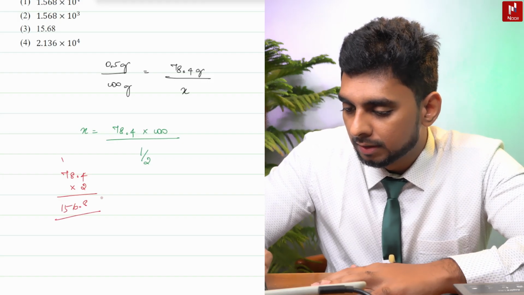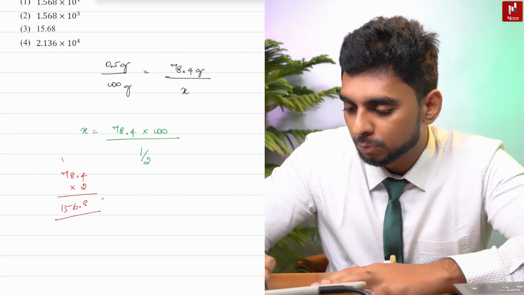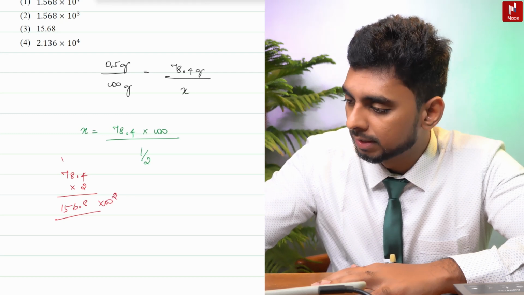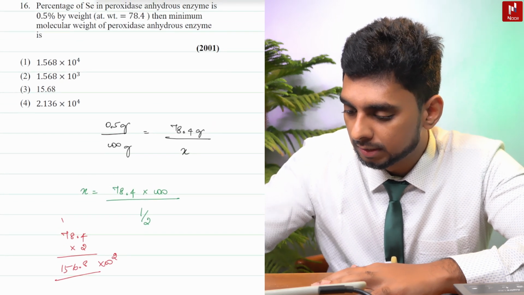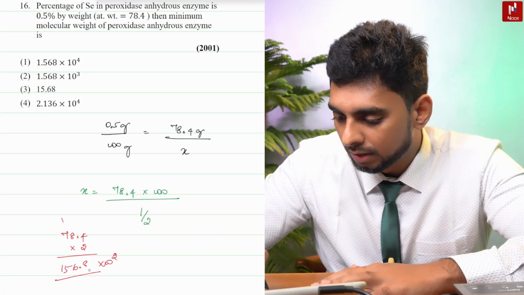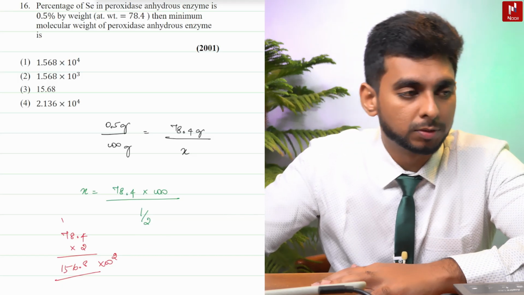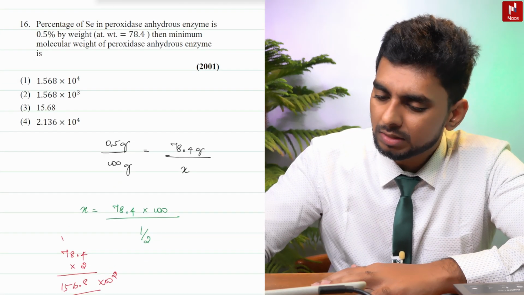156.8, yes, 156.8 into 10 power 2. That should be my answer. So if I move the decimal place in front, you will have 1.568 into 10 power 4. The answer is option 1. Alright, it should be clear.